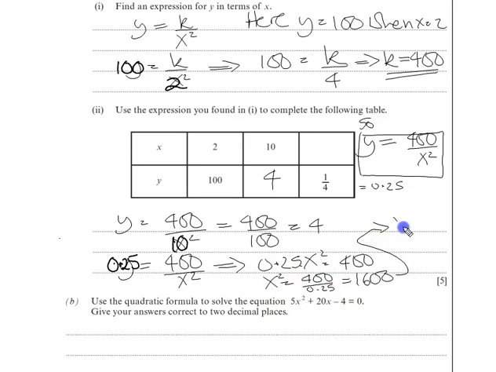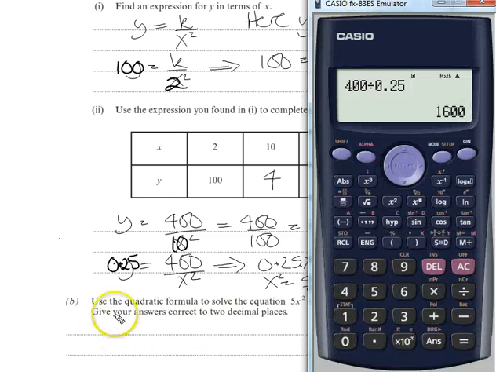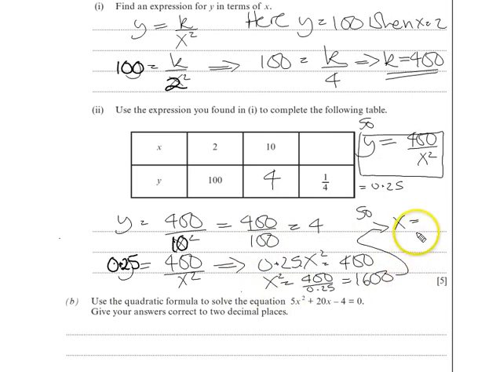So square root both sides. x equals, square root of x squared is x. That's why we're doing square roots. And the square root of 1600. Let's type it in. Square root here, 1600. 40. Okay, so we can put 40 in there. And there's the table completed with 40.